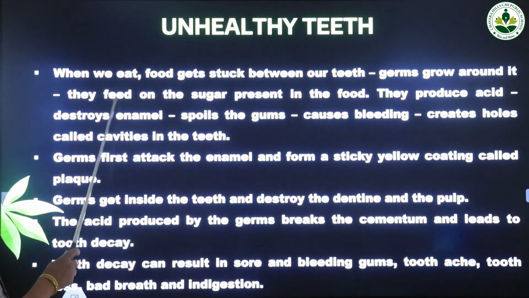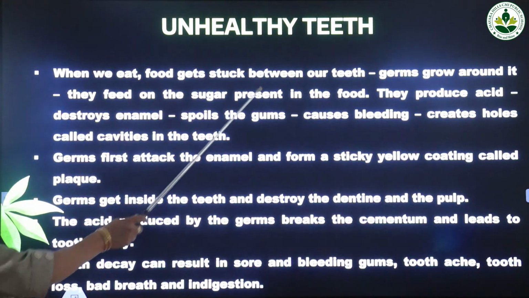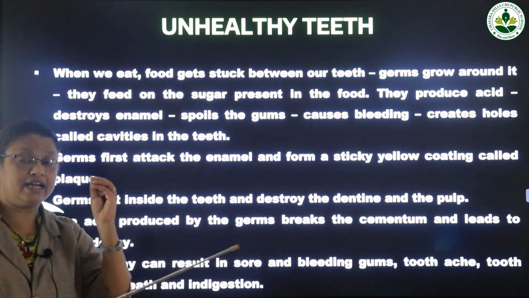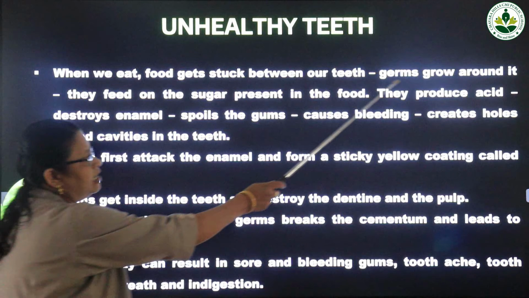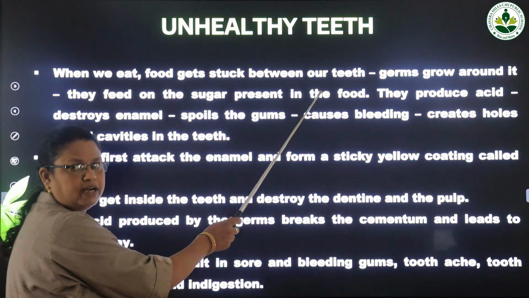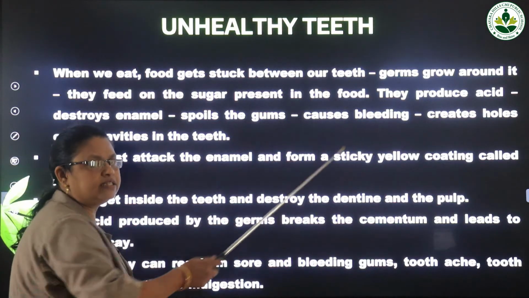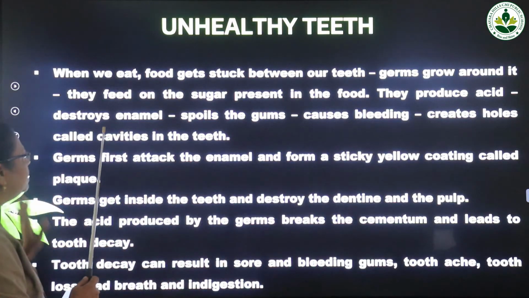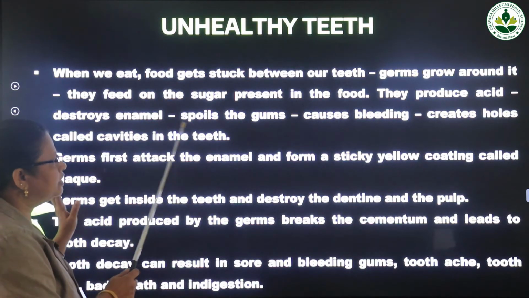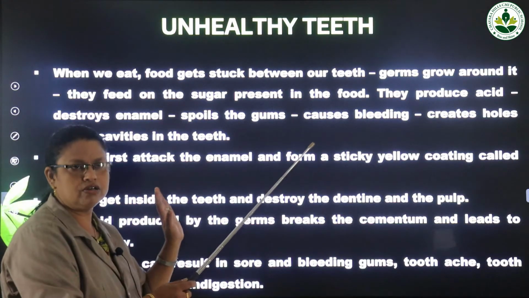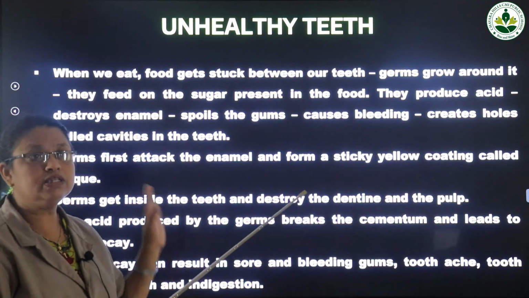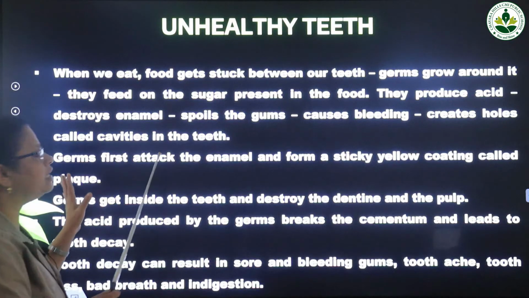When we eat food, food gets stuck between our teeth or on the teeth or between the teeth and the gums. At that time germs grow around it. They feed on the sugar particles present in the food, and at the same time they produce an acid. That acid destroys the outer covering of the teeth, the enamel, and it spoils the gums, and because of that bleeding of gums will happen, and finally it creates holes in the teeth, and those holes are known as cavities.